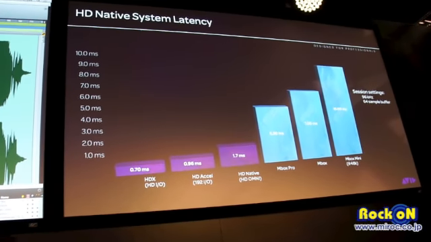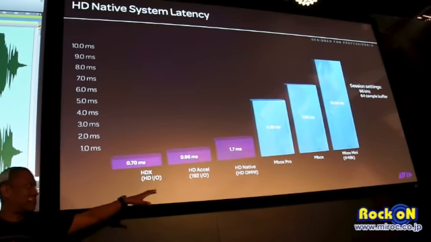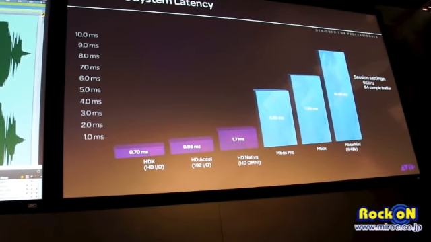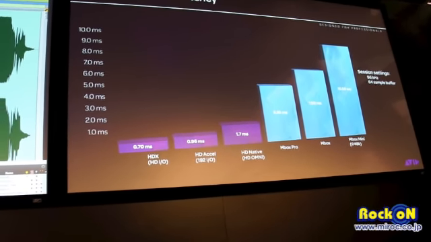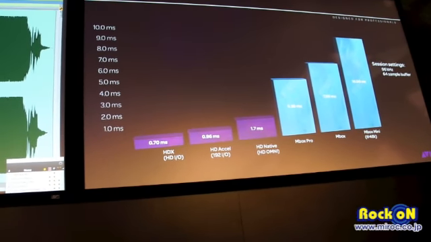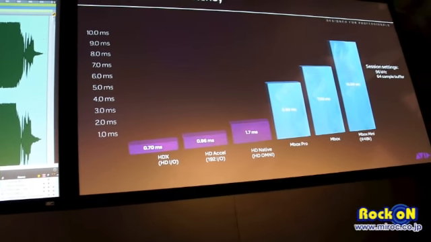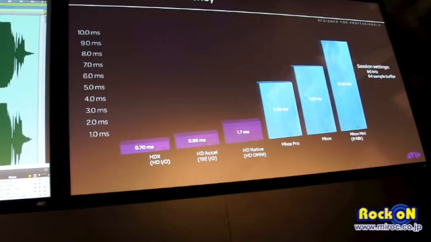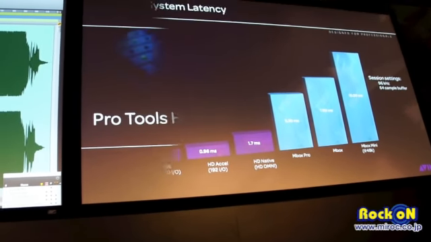So if you take a look here, look how low the latency is on an HD Native system. This is on an HD Omni 96K session. It's almost DSP-style latency, really, really low. We've got the lowest latency of any host-based system in the world. We're really proud of that.